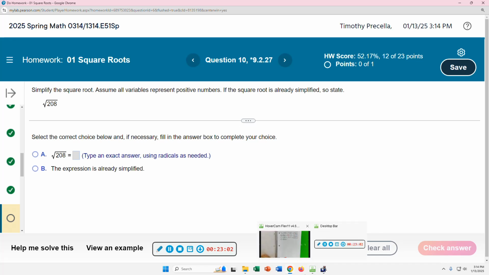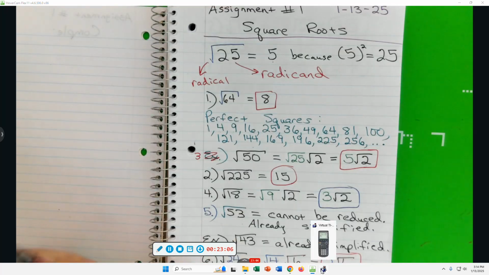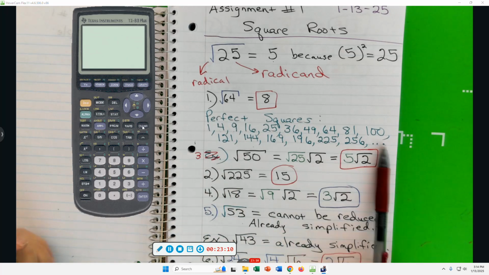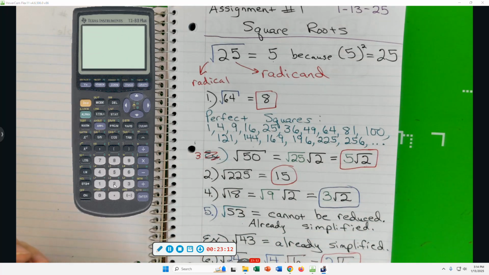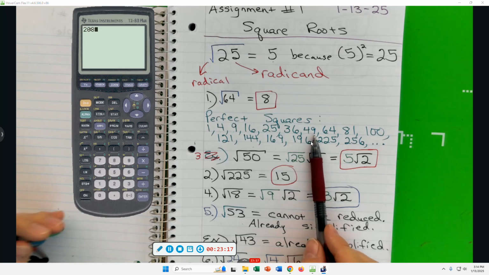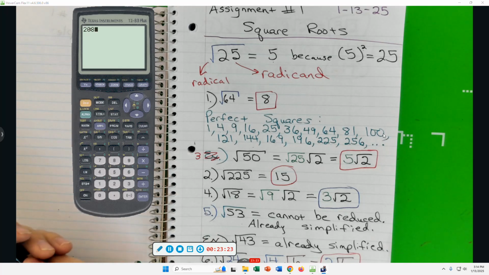Okay, 208. Let's look back at our list of perfect squares, and I'm going to pull up my calculator to help us. Is 208 a perfect square? No. Well, it has to be the answer. The number that divides evenly into 208 has to be smaller than 196. I know that, but which one of these numbers will divide evenly into 208?